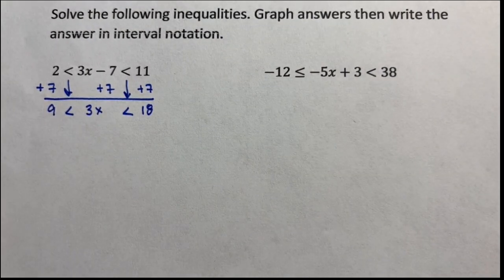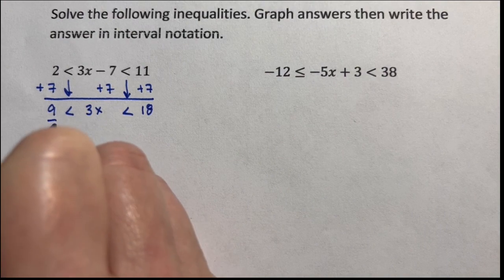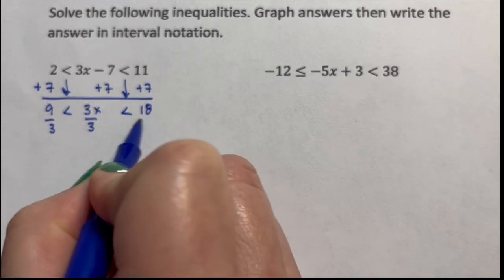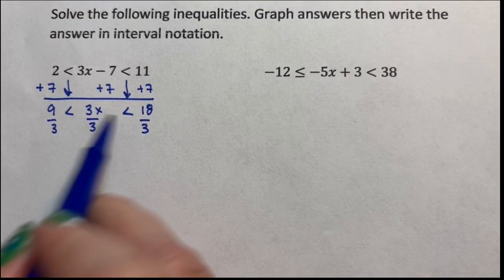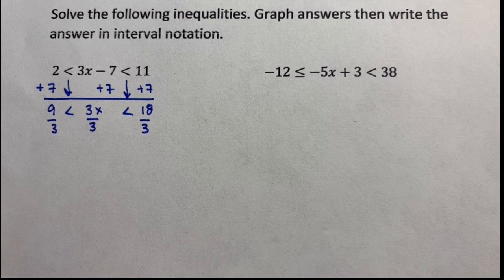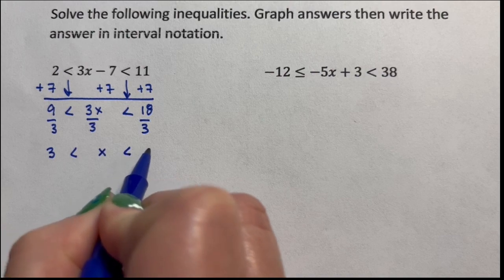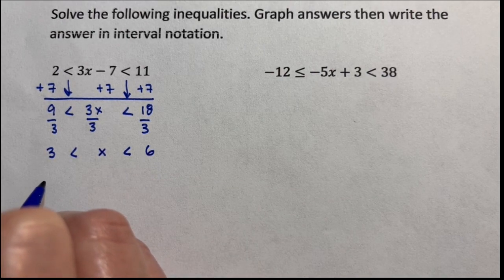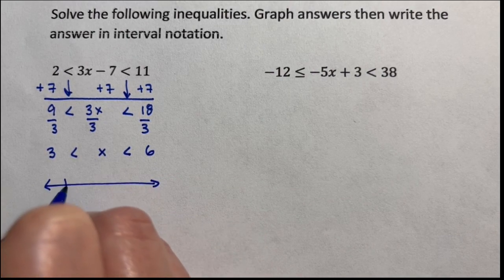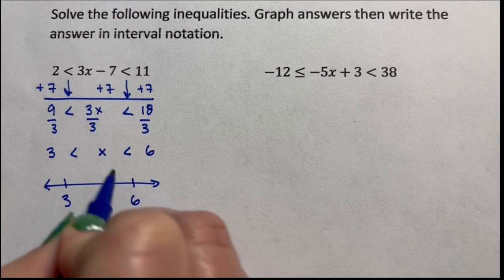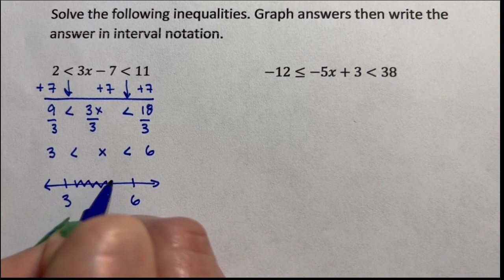I still have three parts, so I'm going to divide by 3 to all three parts. If this 3 was negative, I would be flipping both inequalities. It is not, so I have 3 is less than x is less than 6. When I graph this, I put my 3 down, I put my 6 down, the x is going to shade in between.